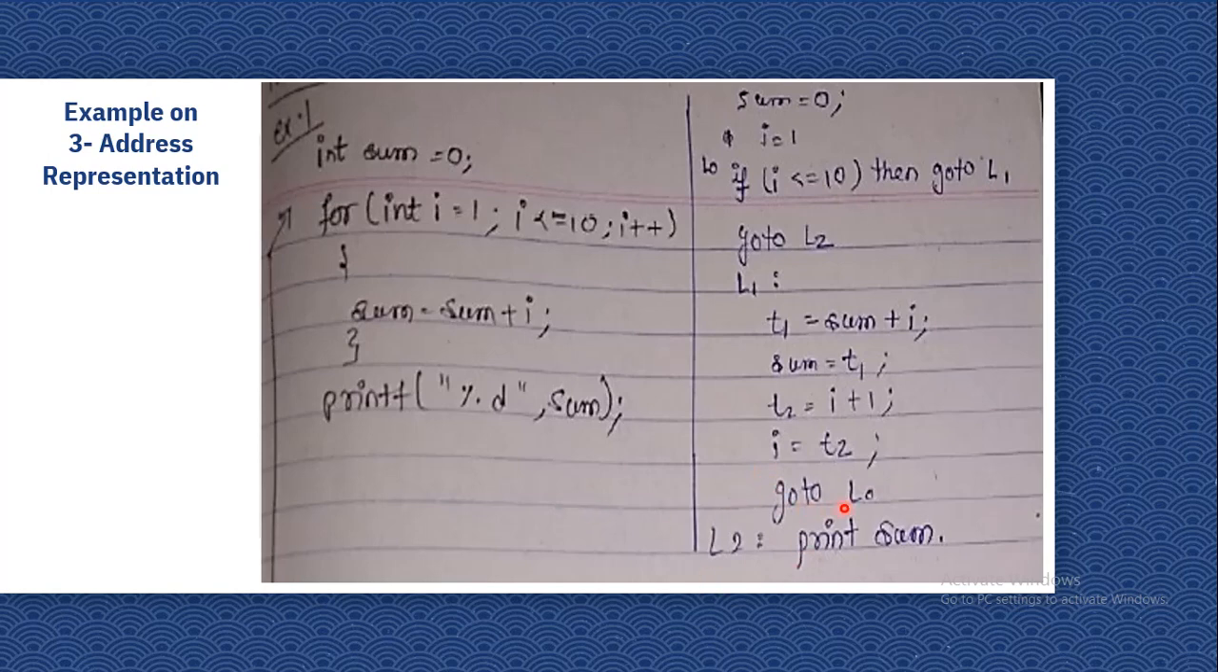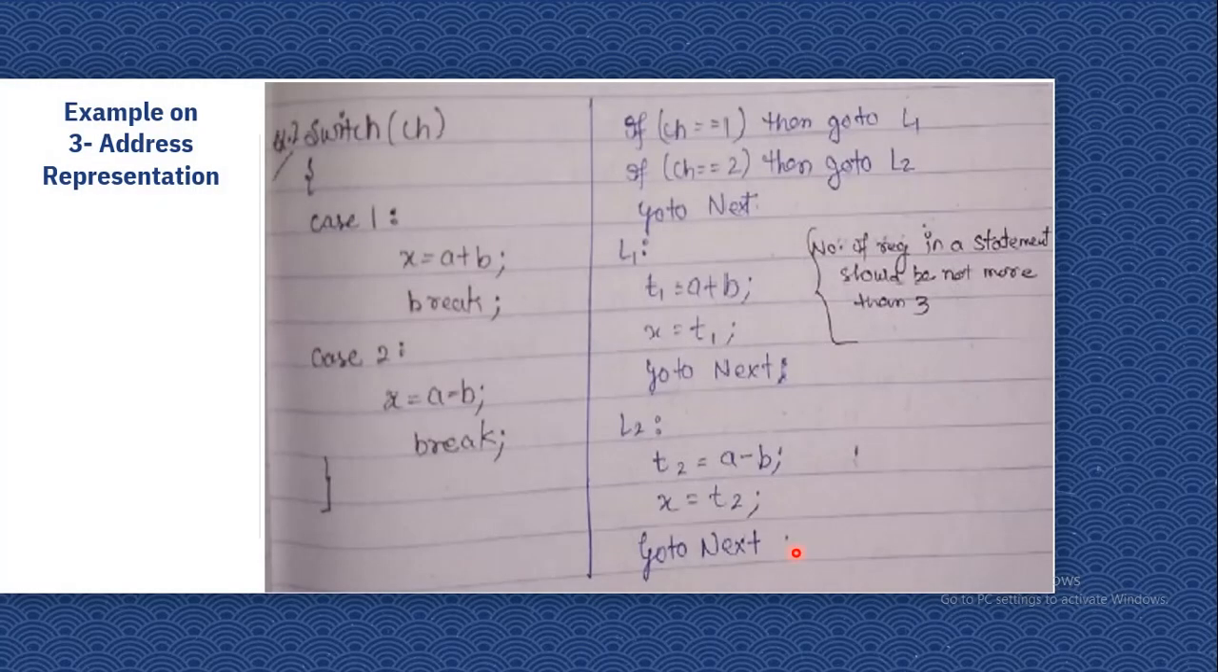Okay, so with the help of this goto L0, we are maintaining the loop. And if this statement fails, then go to L2. What does L2 say? Print sum. This statement is saying print sum. Okay, I'm doing some more examples on this.